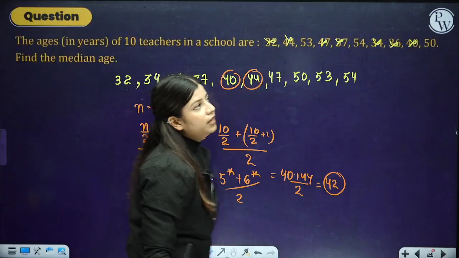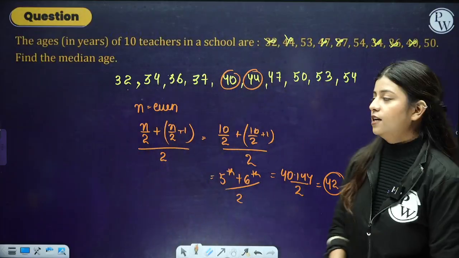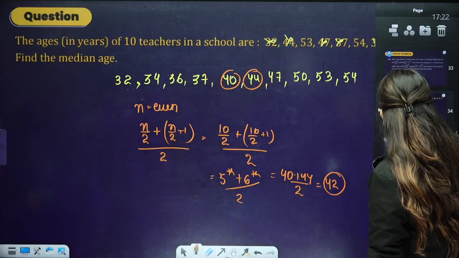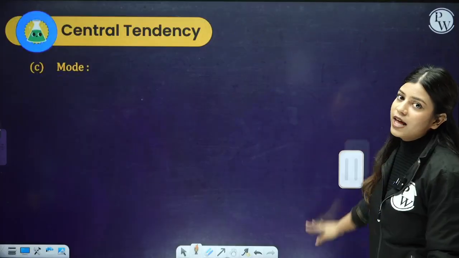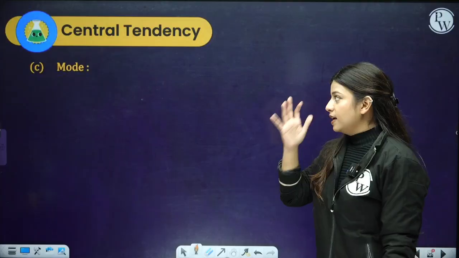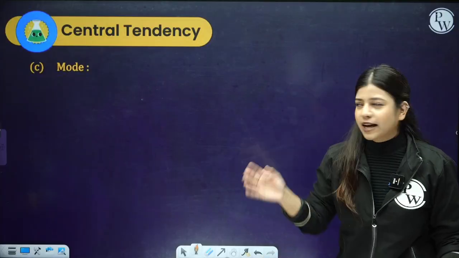So what is the median of the data? The median of the data is 42. The last central tendency is mode, and it is the easiest. Mode means the value which is coming the maximum number of times.